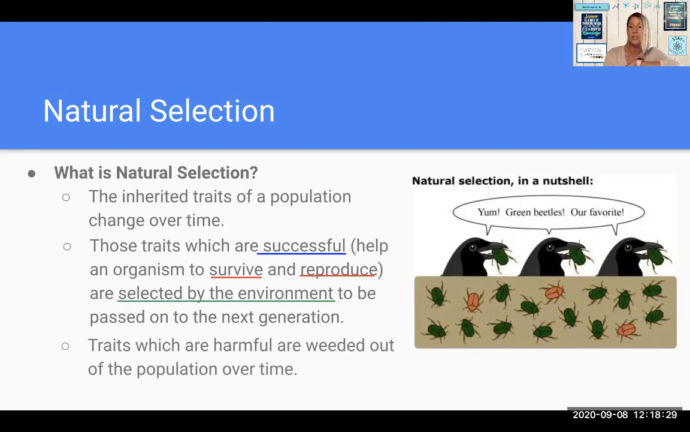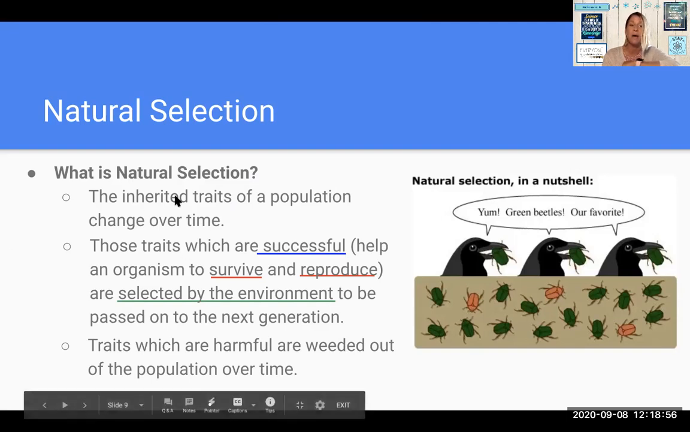So in our little picture here, you can see that the birds easily are able to see the green beetles. They eat those ones a lot. The brown beetles are a little bit more camouflaged and less likely to be eaten. The brown trait is successful, helps the beetles to survive and therefore to reproduce. And that trait then gets passed on to their offspring over time, in which case we will see that the inherited traits of the population will change over time, natural selection. All right, let's keep going.